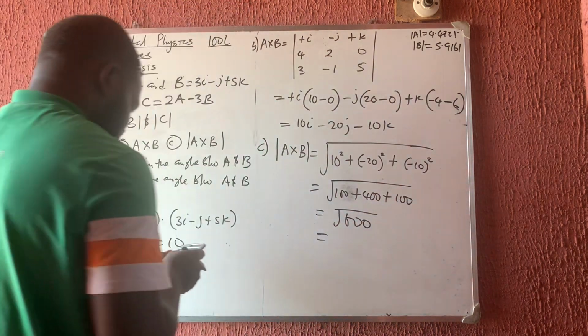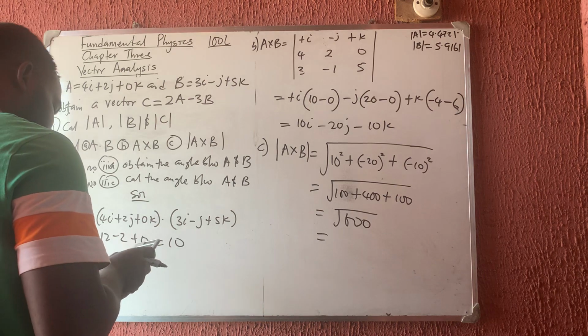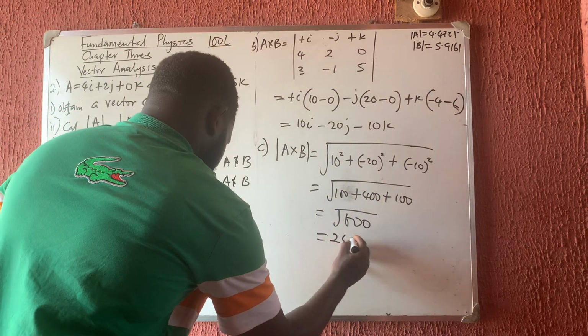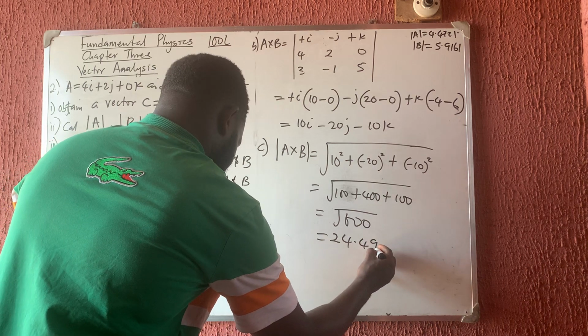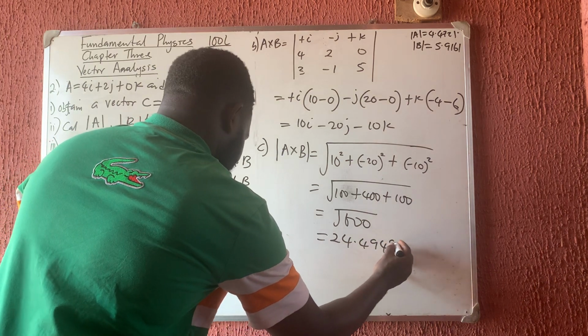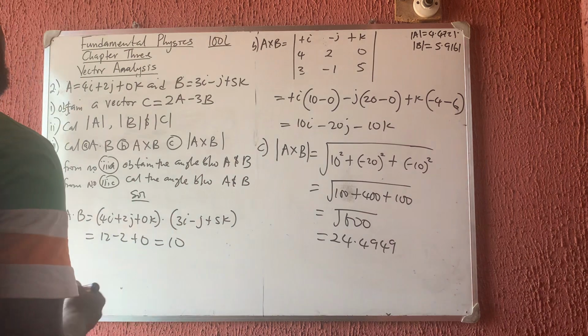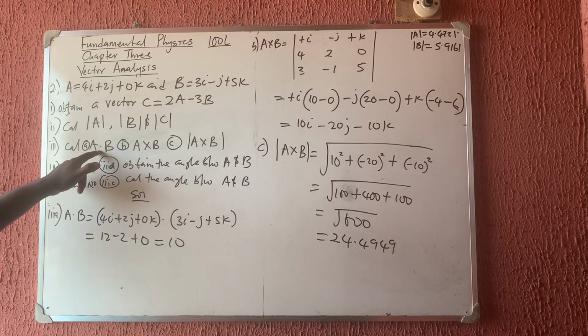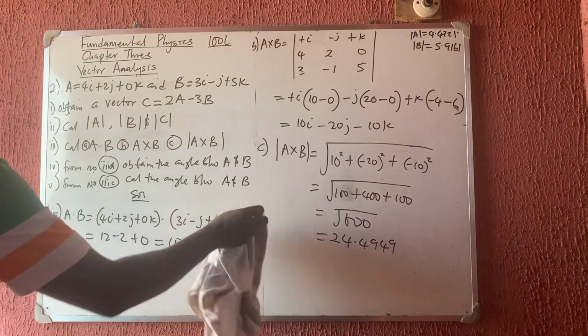So the square root of 600 is 24.4949. Okay, so that is that. The next question says we should calculate, from A and B, the angle between them.